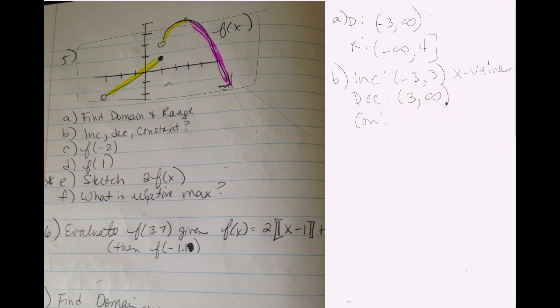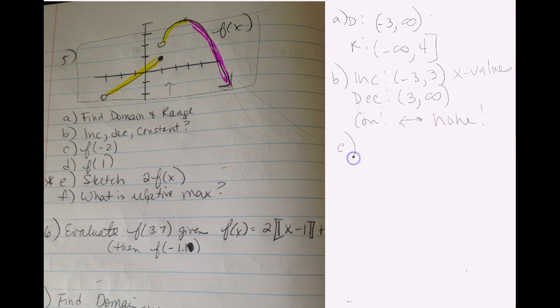So positive infinity. And then constant. Constant on a graph, guys, is a horizontal line. I do not see a horizontal line here, so there is no area or none for a constant interval. Okay? All right, part C.